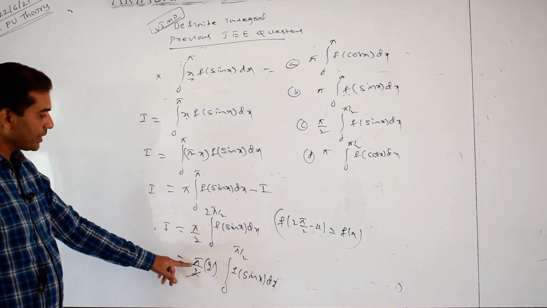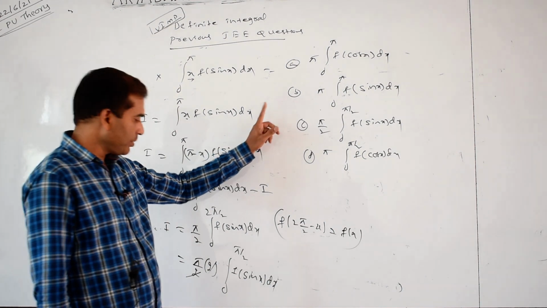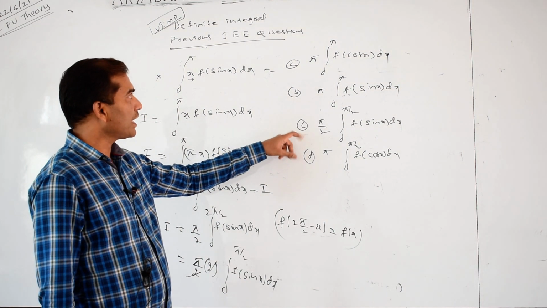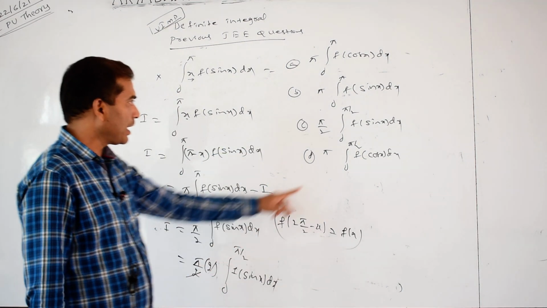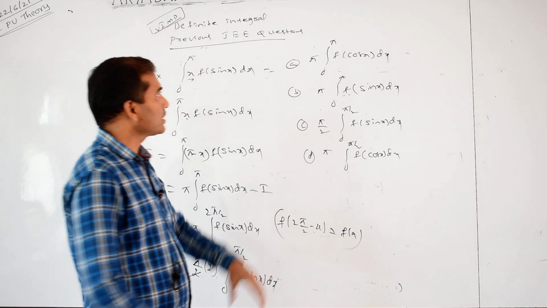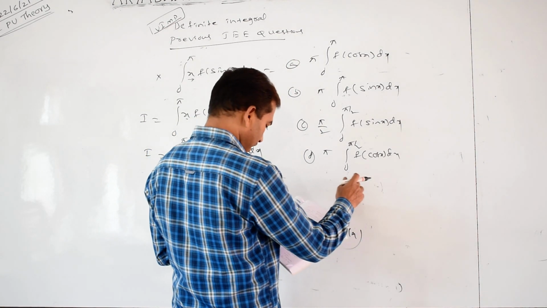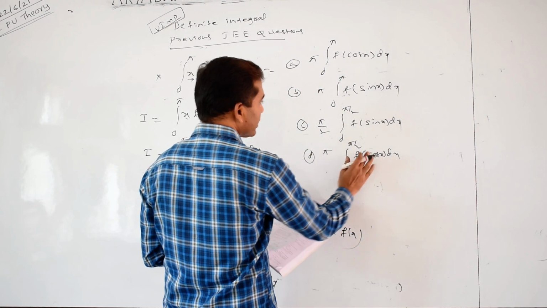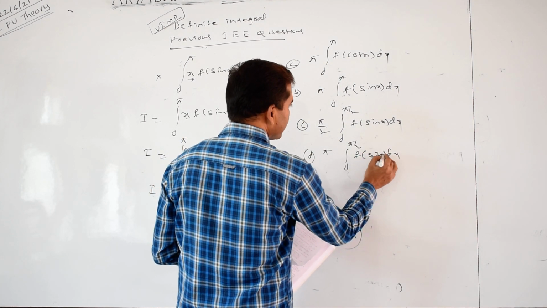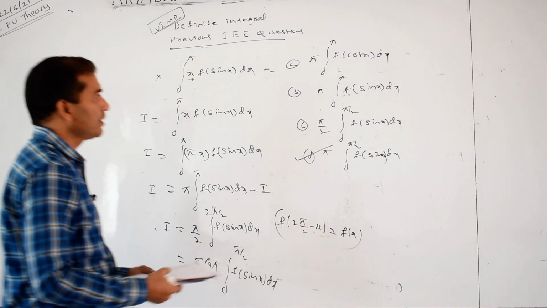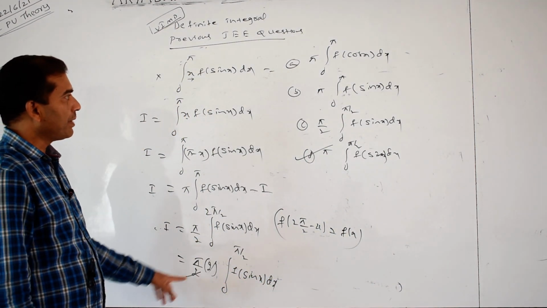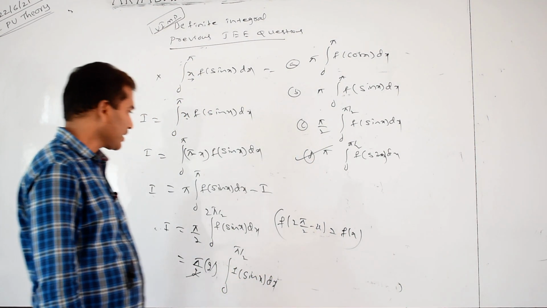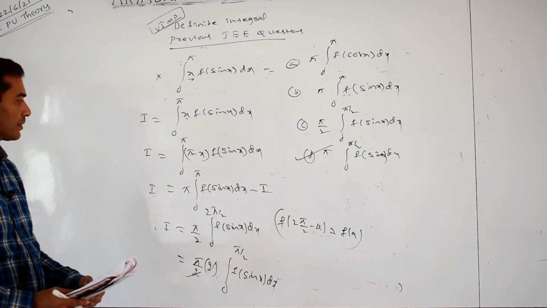Now check the options. Pi into integral 0 to pi by 2 of f of sin x dx. Pi into integral 0 to pi by 2 of f of cos x, not here. This last option is sin x. Both are given the same here. It is not cos x, it is sin x. So this is the right answer: pi into integral 0 to pi by 2 of f of sin x dx. Understood?